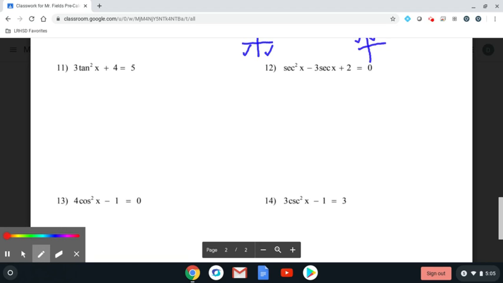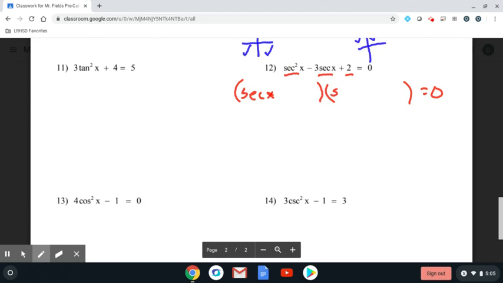So on 12, the first thing is, because you guys see a few secants going on, and you see a secant squared, a secant of the first, and a number by itself, you want to factor this, and there's no GCF that you can take out. So you're really just going to factor this by splitting it up into our two groups like we did before. So each parenthesis is now going to start with a secant of x. And we need to think about our factors of 2 that'll give us that -3 in the middle. Well, the only factors of 2 are 1 and 2. And since that 2 is positive, we know both of these signs have to be the same. And to get -3, they're both going to have to be negative.